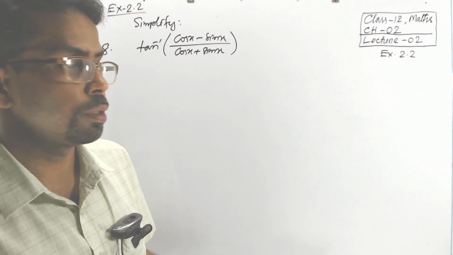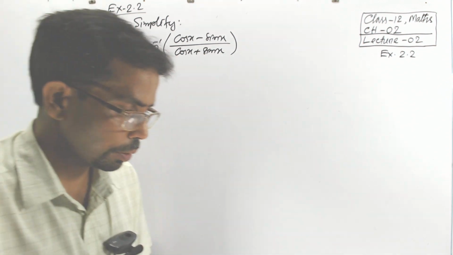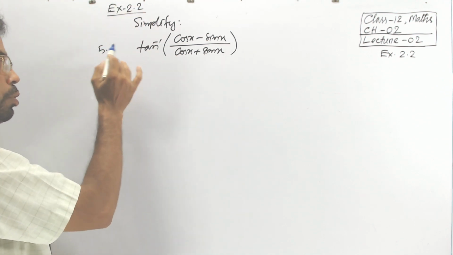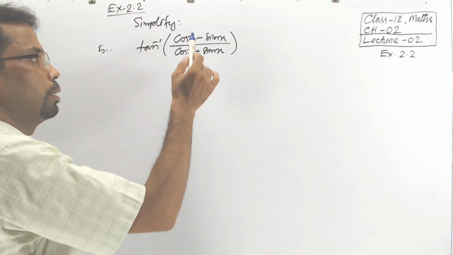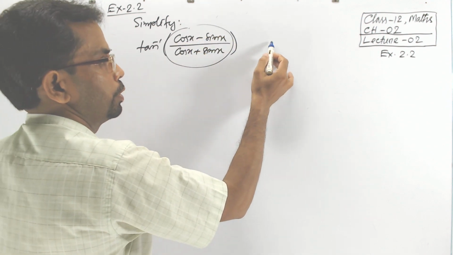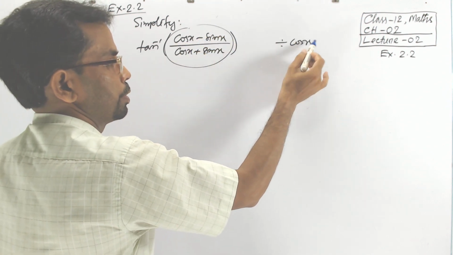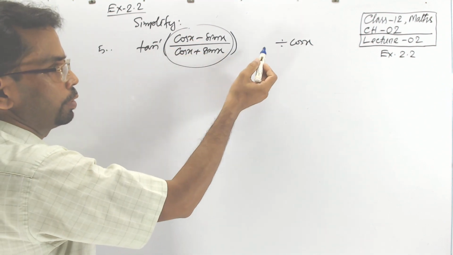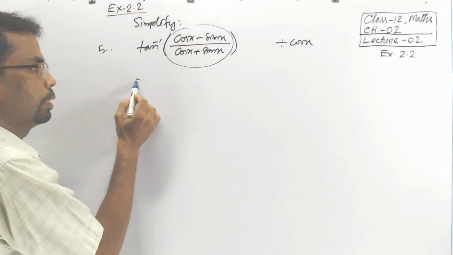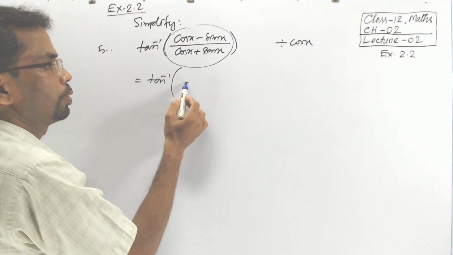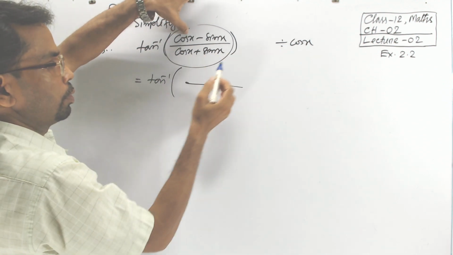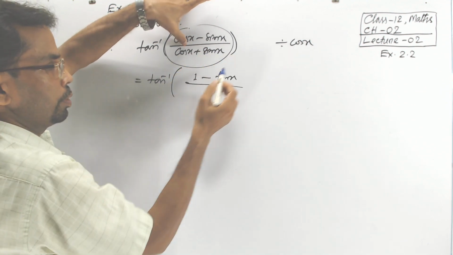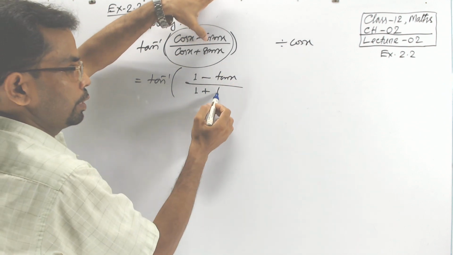The next question is question number 5 from the textbook. It is also to simplify. Now in this term, both numerator and denominator will be divided by cos x. Some steps you have to memorize. Every term will be divided by cos x. Then what will we get? cos x divided by cos x will be 1. Sin x by cos x is tan x. Cos by cos is again 1. Sin by cos is again tan.